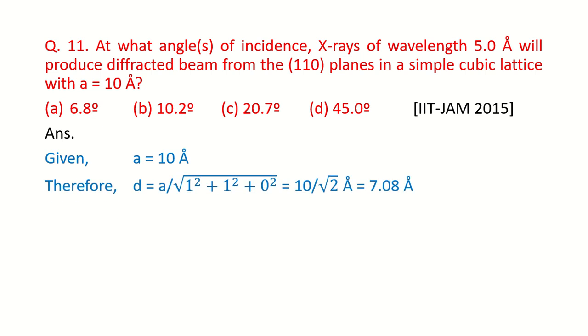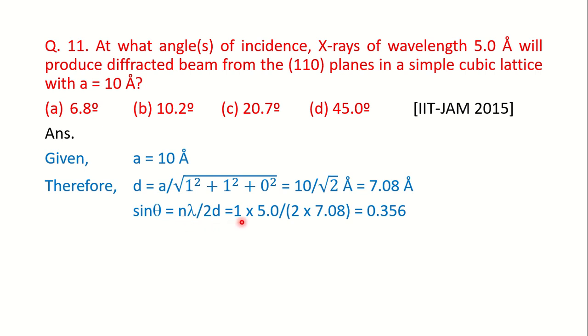Therefore, what should be the interplanar distance? The interplanar distance is a divided by root over h squared plus k squared plus l squared. The value of h is 1, the value of k is 1, and the value of l is 0. So this is 1 squared, 1 squared, 0 squared. So this is nothing but a by root 2, and the value of a is 10 angstrom. Therefore this is 10 divided by root 2 angstrom, and the final calculation is 7.08 angstrom.